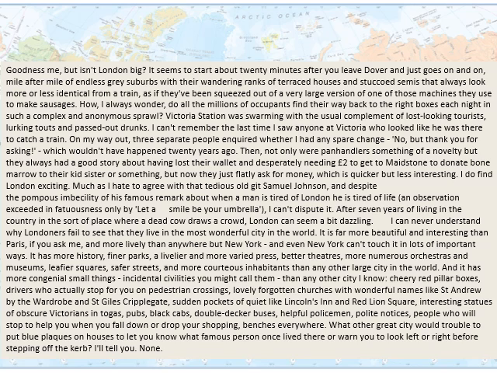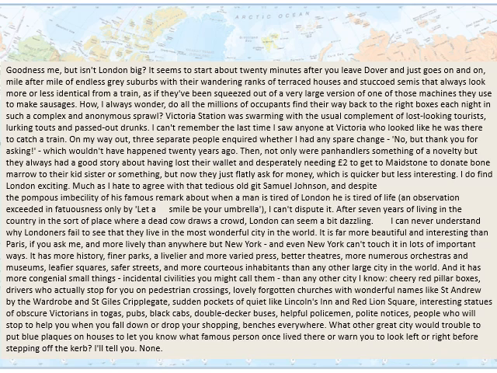Victoria Station was swarming with the usual complement of lost-looking tourists, lurking touts and passed-out drunks. I can't remember the last time I saw anyone at Victoria who looked like he was there to catch a train. On my way out, 3 separate people inquired whether I had any spare change. No, but thank you for asking, which wouldn't have happened 20 years ago. Then, not only were panhandlers something of a novelty, but they always had a good story about having lost their wallet and desperately needing £2 to get to Maidstone to donate bone marrow to their kid's sister or something. But now they just flatly ask for money, which is quicker but less interesting.